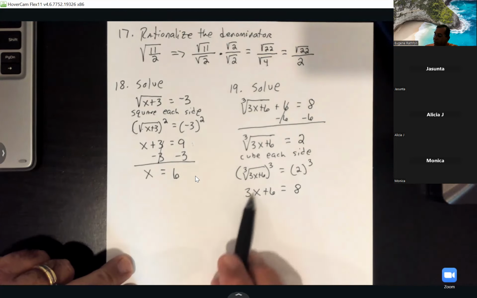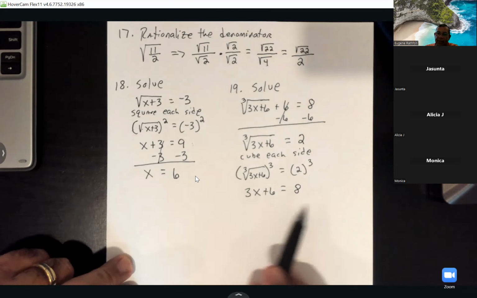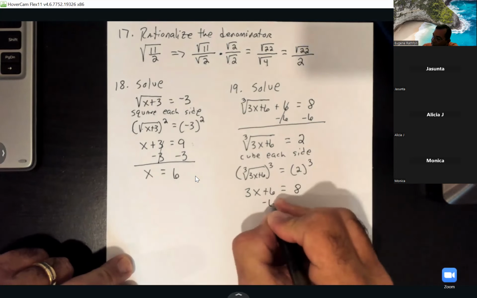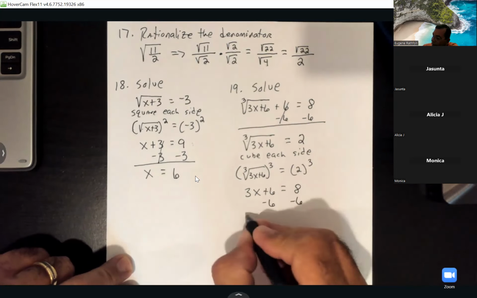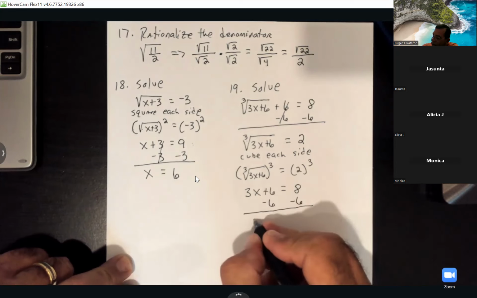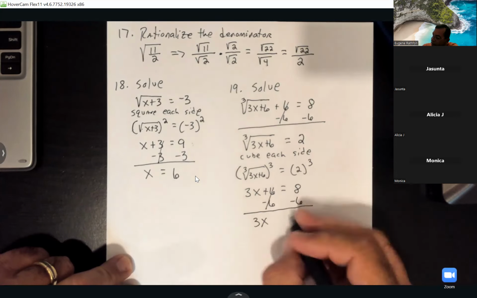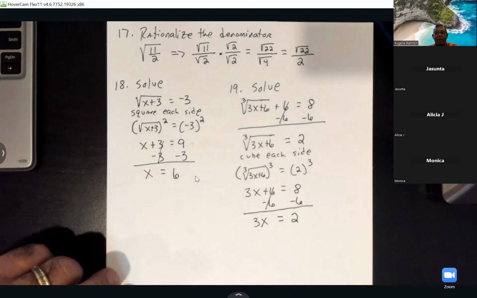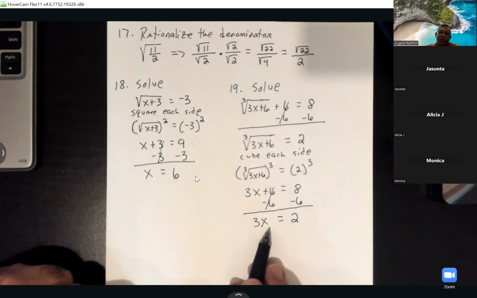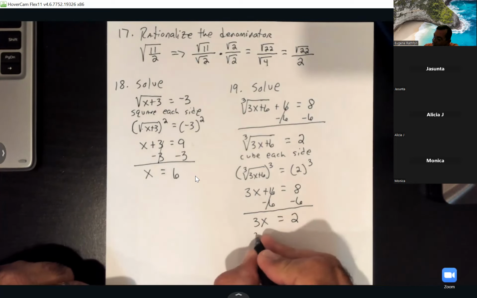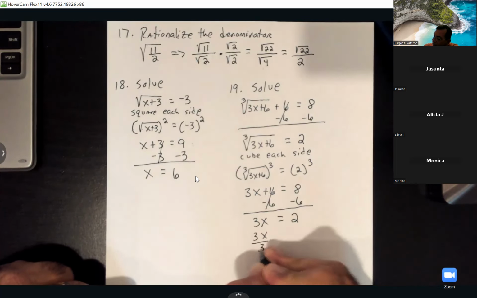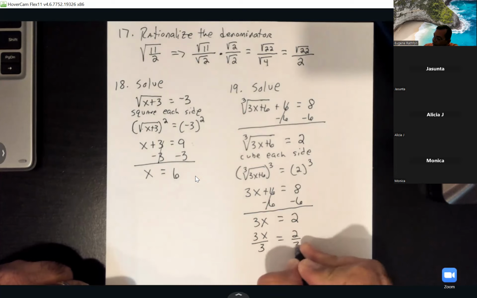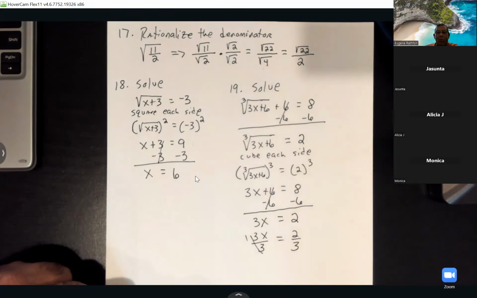All right, y'all, solve this for the x by subtracting 6 from both sides first. So notice I get my 3x, those cancel. 8 minus 6 gives me 2. Remember, 3x needs to be 1x, so divide both sides by 3. So those cancel, making that a 1x. And that's going to equal 2/3.